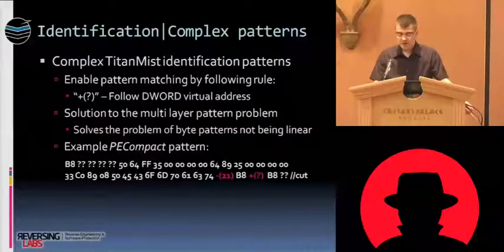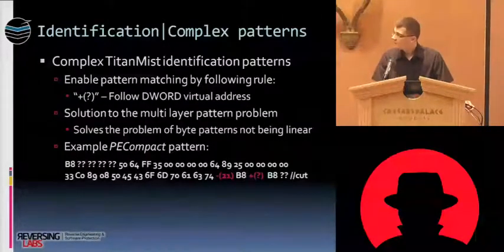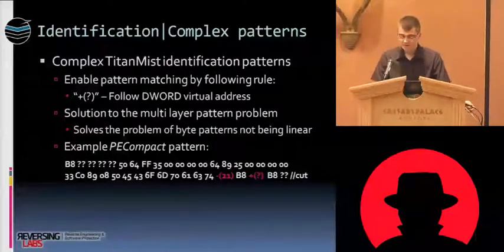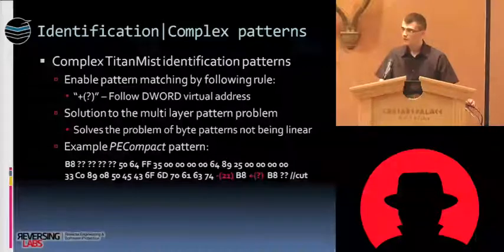So why not do that? This is a combination of the previous feature and this one. This pattern matching enables identification of PE Compact in the first layer. If you see the bytes until the first highlighted part, that's the first layer. And then we jump back. As I said, we can jump back as well.